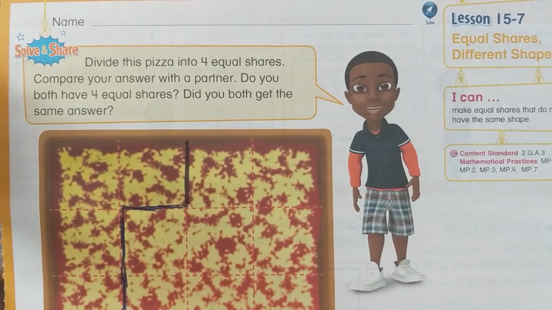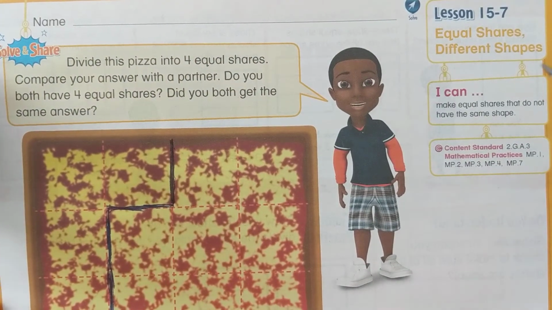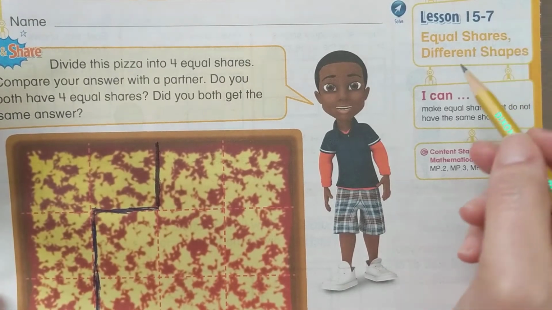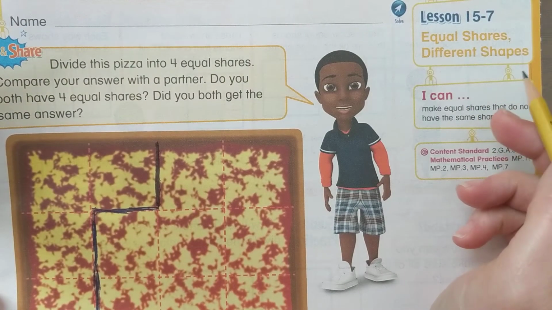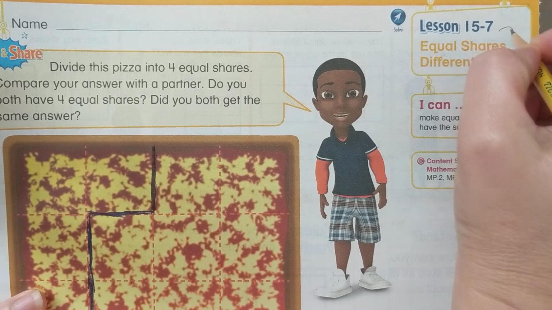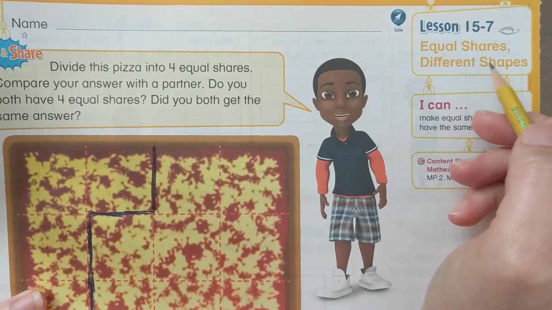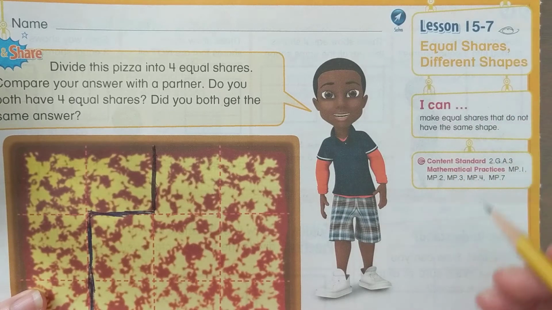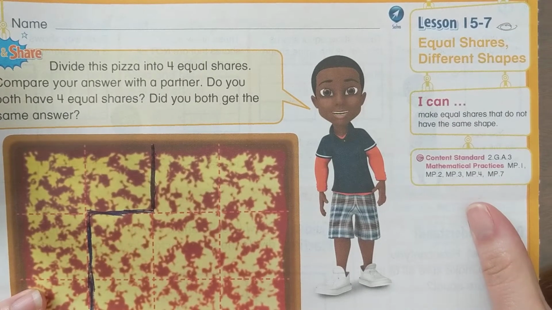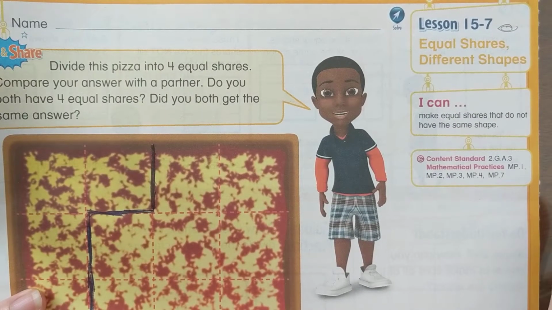We're doing lesson 15-7 in math, making equal shares but that are different shapes. You should have already watched the video in Pearson Realize, and watching that video you've learned that you can partition an object and still have equal shares even if the shapes are different, as long as it's the same amount of area that is in each section.